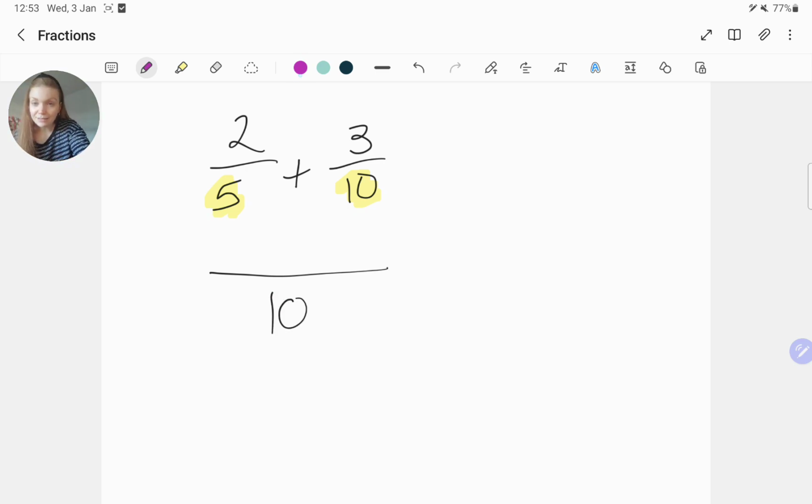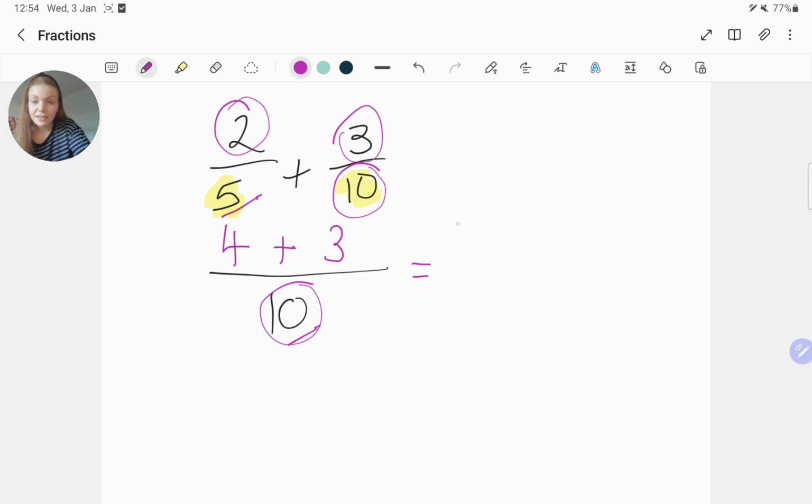So then we say 5 goes into 10 twice. 2 times 2 is 4, plus 10 goes into 10 once. 1 times 3 is 3. So it's 7 over 10.